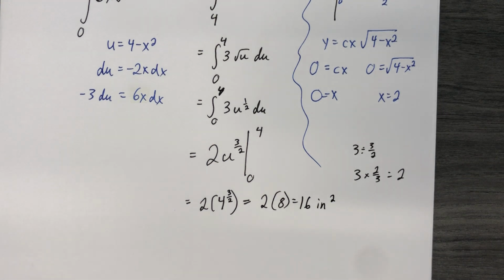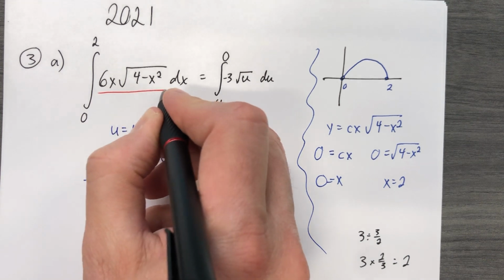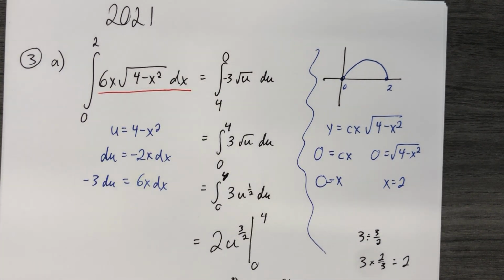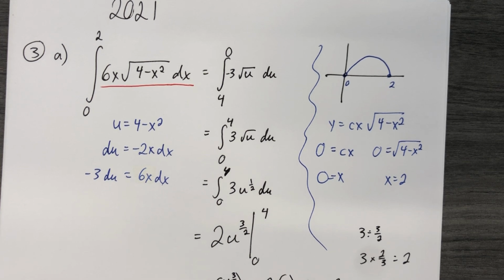Looking at the scoring rubric, I'm going to go ahead and show you how this one was scored, and you have access to the scoring rubric. You just Google it if you need to. You would get 1 point for this. That's it, 1 point for that. You're going to get a point for the antiderivative as well, and for the answer.